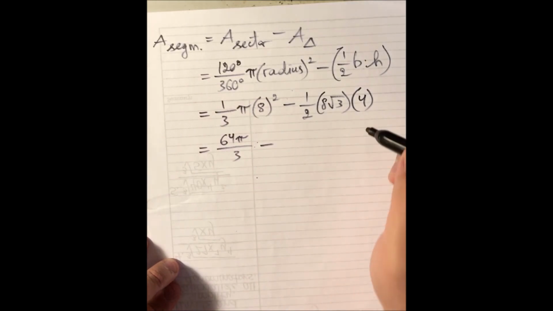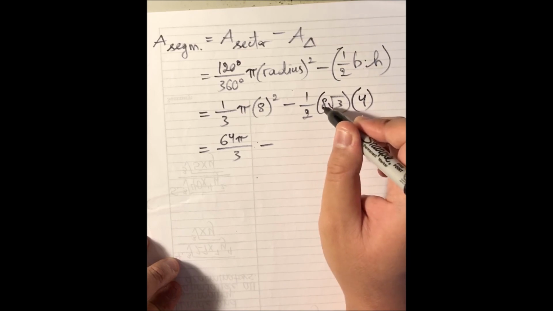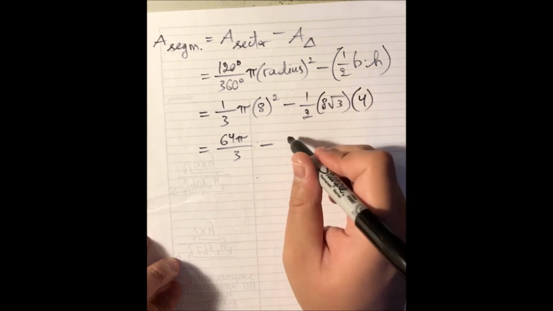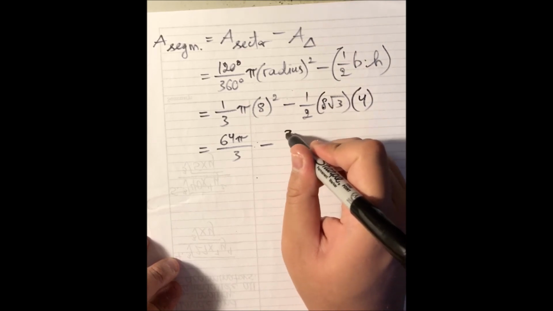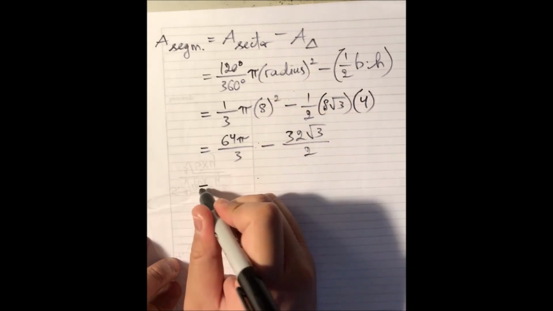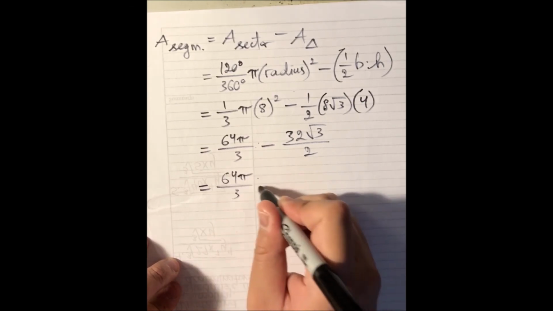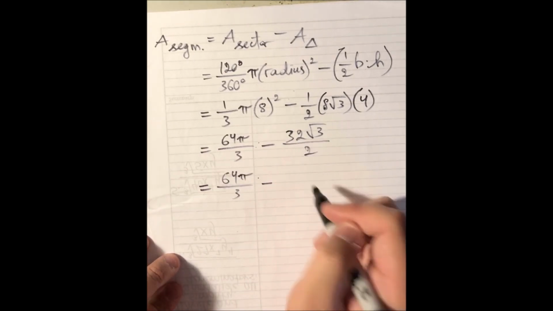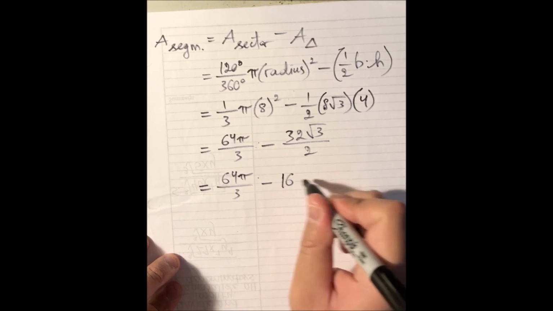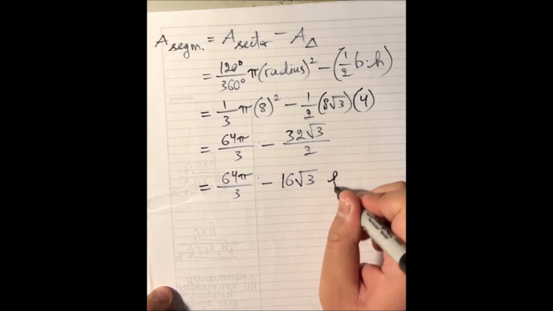This part right here, let's see. We know 4 times 8 is 32. So we got 32 square root of 3 over 2. But this can be simplified even more, because 32 divided by 2 is going to be 16 times square root of 3.